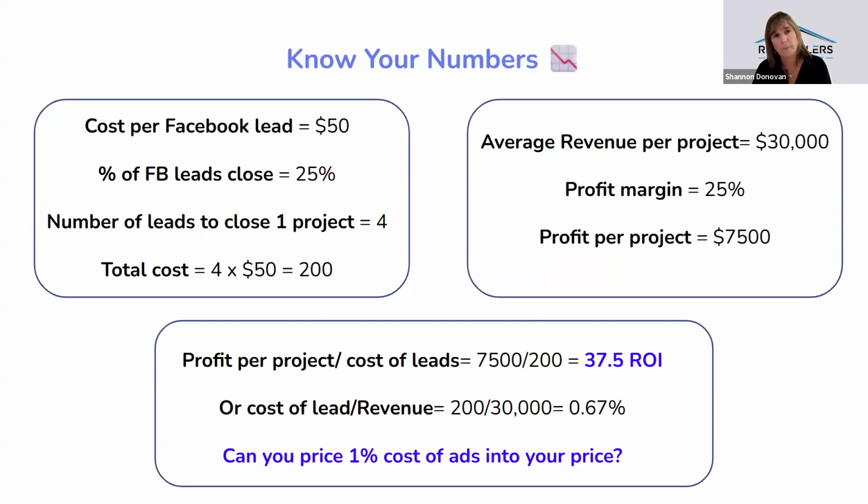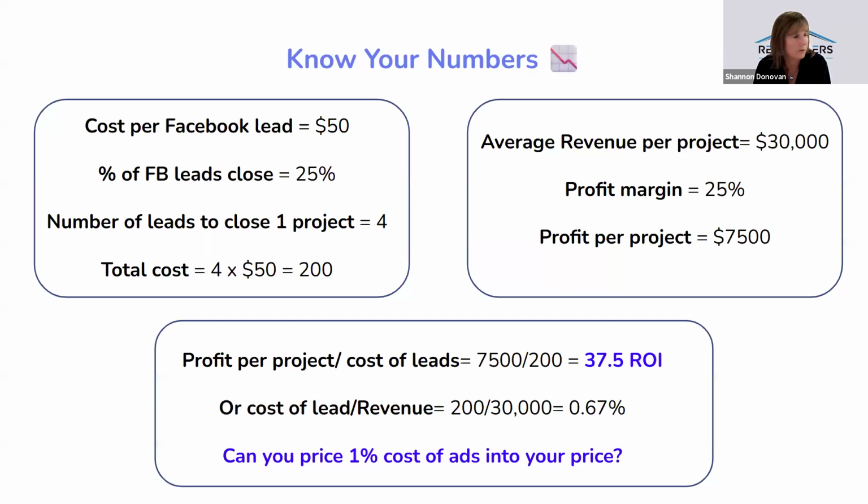And even Google ads leads may be a little bit higher because they're usually a little bit higher quality of that lead. So what is your percentage of closing leads for Facebook? That type of a lead. So say it's 25%. That means you're going to need 4 leads to close 1 project. Okay? And each of those Facebook leads on average costs you $50.